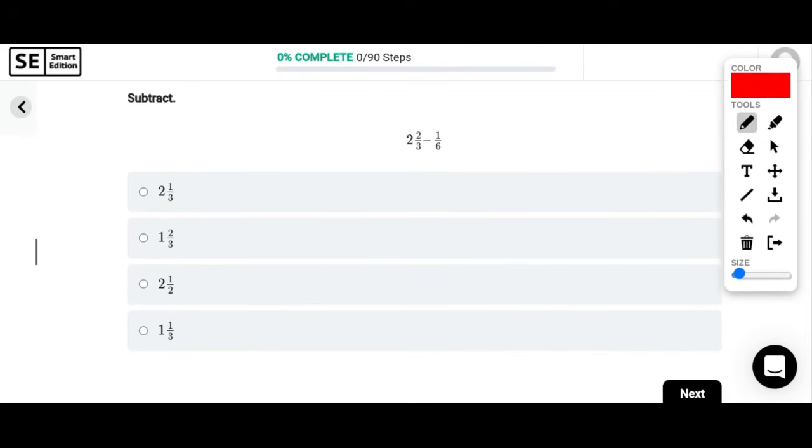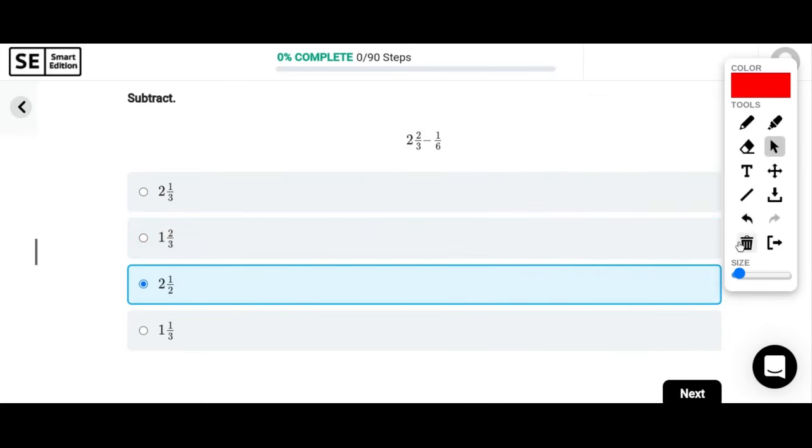Okay. Fraction problem, we need to subtract: 2 2/3 minus 1/6. I'm going to just leave this as a mixed number and convert to a common denominator of 6. Looks like it'll work nicely. So 2/3 is the same thing as 4/6, and then I just need to subtract 1/6 from that, and I get 2 3/6. Not an option because I can still simplify a little bit further. 3/6 is the same thing as 1/2. So my final answer would be 2 1/2.